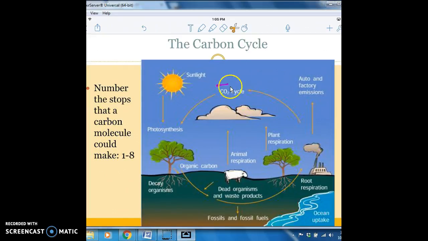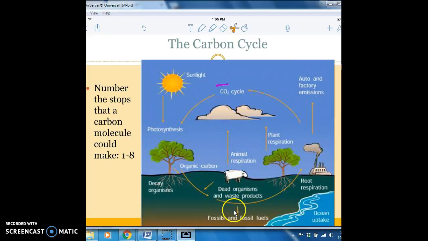We always start, so put a number 1 right here up in atmospheric carbon, number 1. And then we first talk about the plants taking it out of the air, that's number 2, in the process of photosynthesis. And then it gets eaten by an animal, number 3. Both of those living things breathe it back out in cellular respiration.